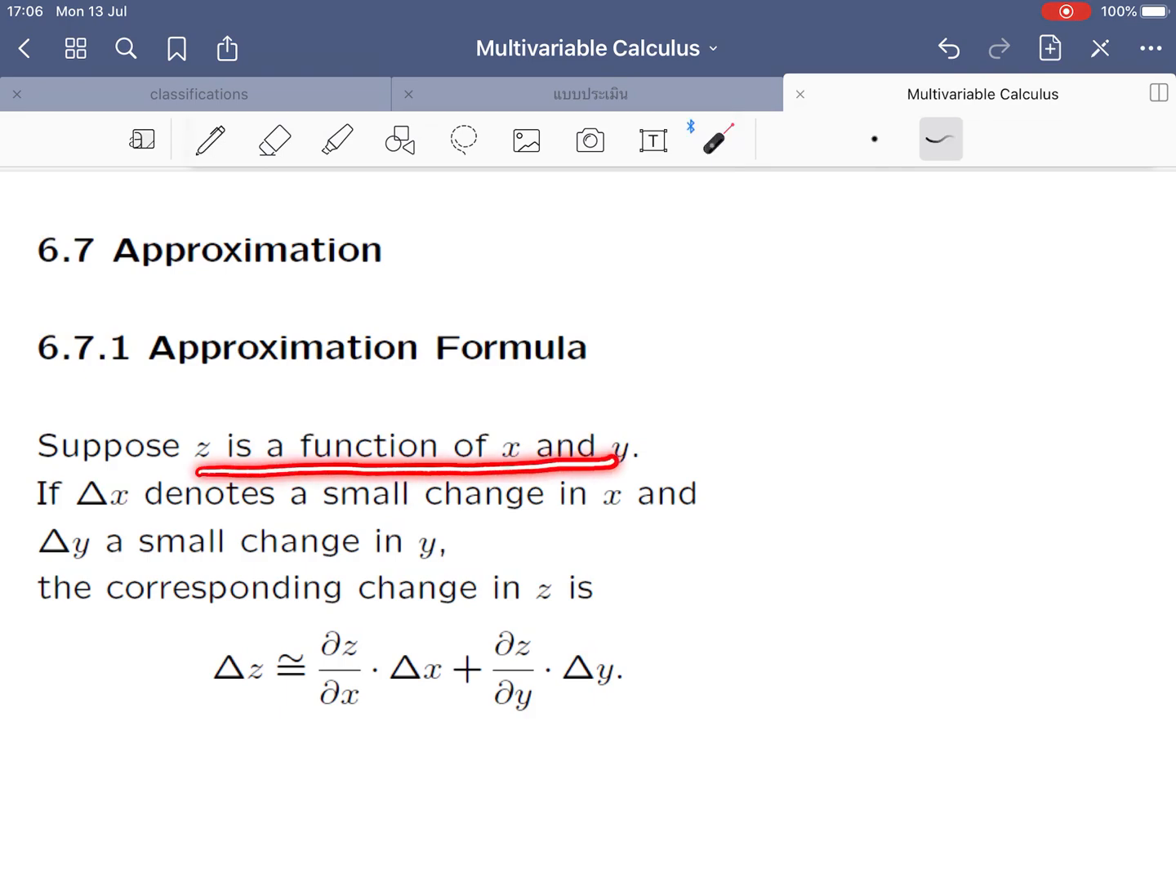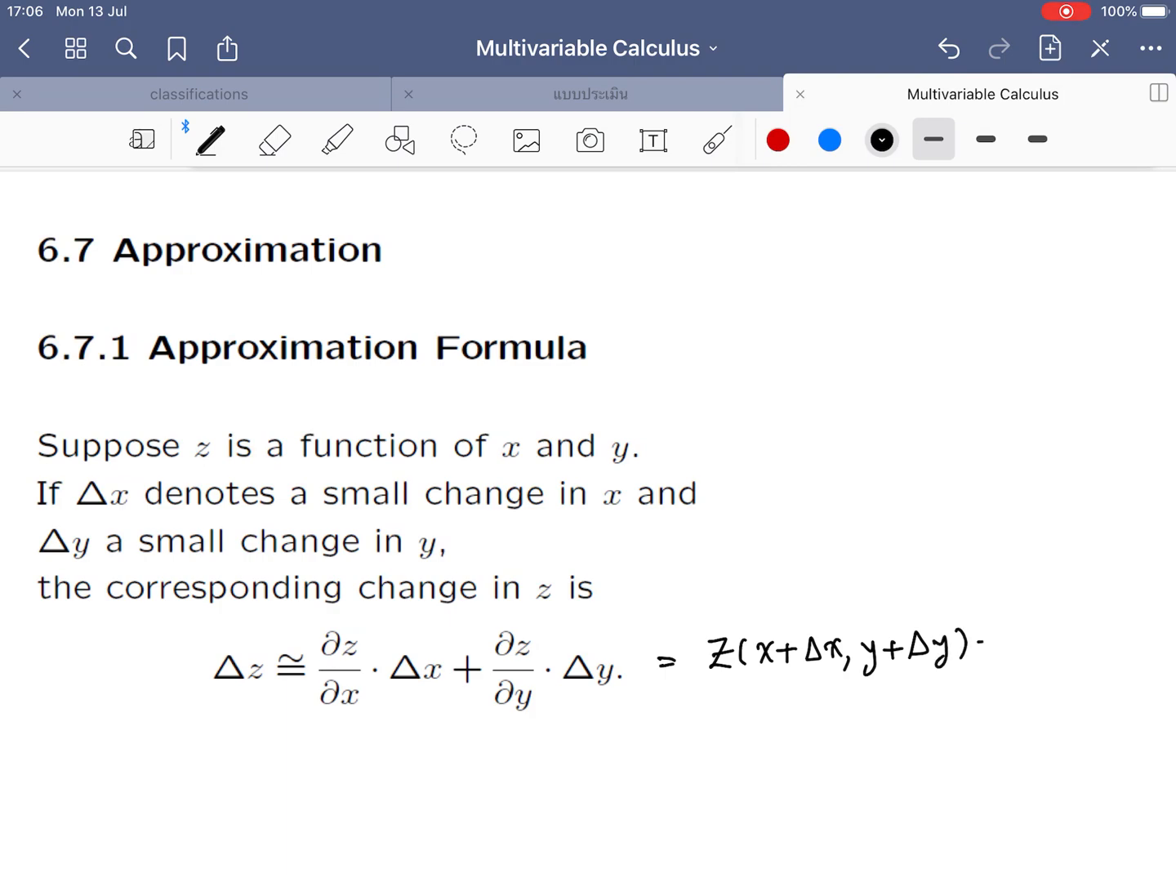So to do the approximation, if you have z as a function of x and y, your Δx is a small change in the x direction, and Δy is a small change in the y direction. The corresponding change in the z direction, which is Δz, is z(x + Δx, y + Δy) minus z at the particular point (x, y), and it can be approximated by z sub x Δx plus z sub y Δy, just like this.